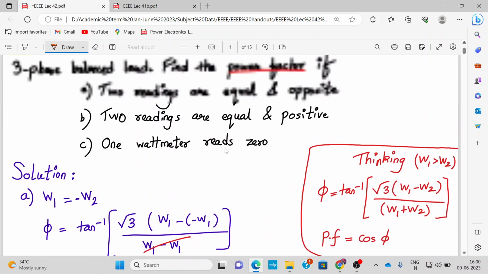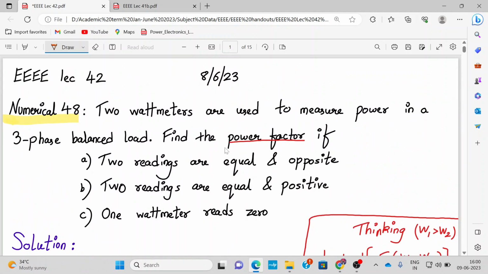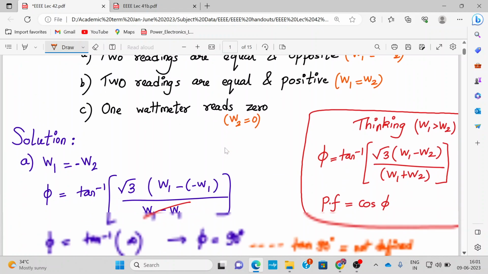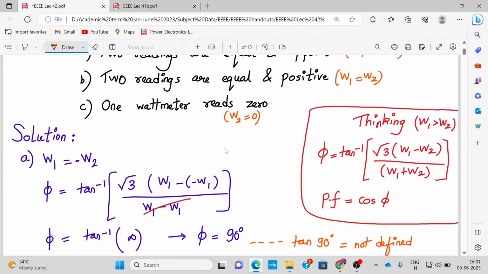All right. So when the two readings are equal and opposite, the power factor was 0. Equal and opposite means W1 was equal to minus of W2. When two are equal and positive means W1 is equal to W2. And when one wattmeter reads 0 means either W1 or W2 is 0. All right. So in this way, this was a simple numerical. You have to calculate phi and then the power factor, which is cos phi. Alright, I hope you have got similar answers to what has been shown over here.